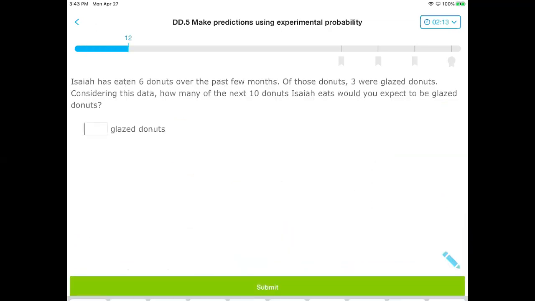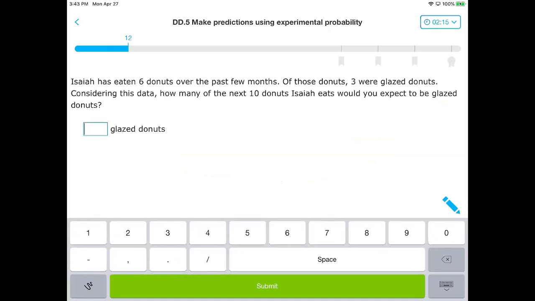All right, another one. It says Isaiah had 6 donuts over the past few months. Of those donuts, 3 were glazed. Considering this data, how many of the next 10 donuts Isaiah eats would you expect to be glazed? Again, it's a rate. They're saying 3 out of the 6, or half of the donuts, were glazed. So how many of the next 10 are going to be glazed?